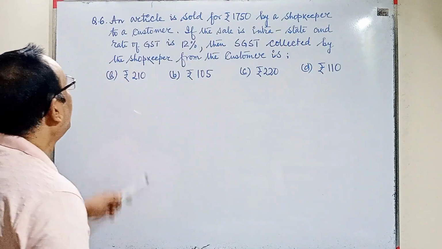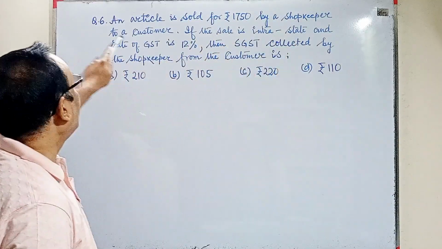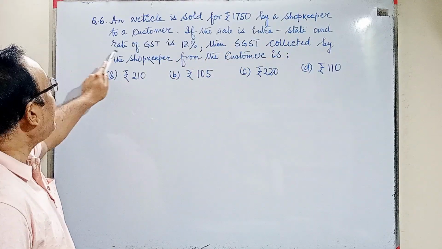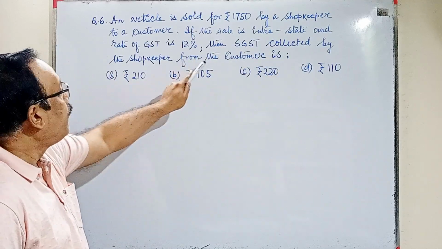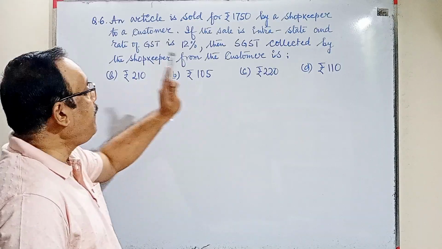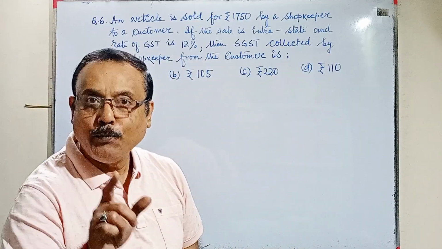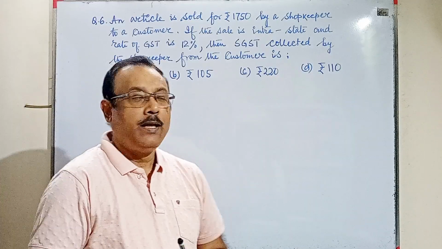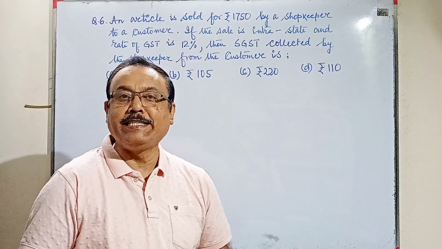Question number 6. An article is sold for rupees 1750 by a shopkeeper to a customer. If the sale is intrastate and the rate of GST is 12%, then the SGST collected by the shopkeeper from the customer is, 4 choices: rupees 210, rupees 105, rupees 220, rupees 110. Pause the video and try to do it. You should not take more than 15 to 20 seconds to do this.